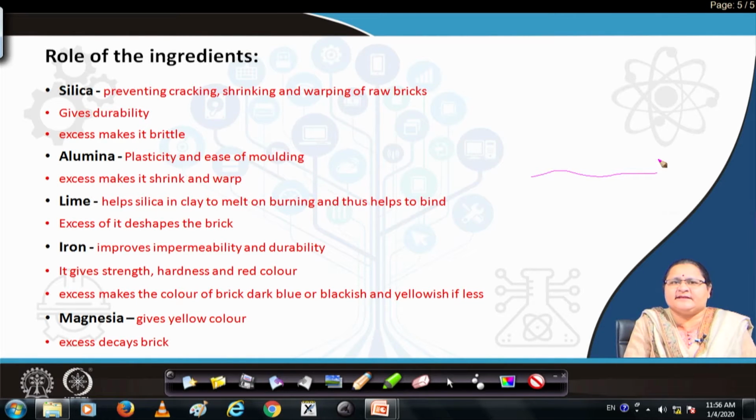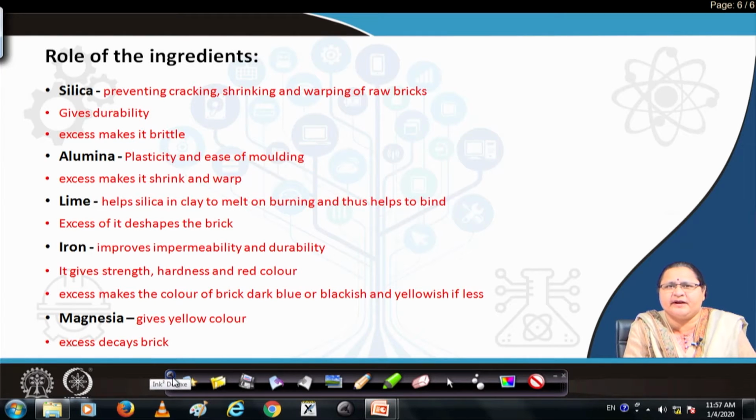Lime helps the silica in the clay to melt and helps in binding all the ingredients. So, it is the stabilizer, and excess of it makes it fluid or more plastic, and it deshapes the brick or the item. Iron imparts color. It improves the impermeability and also gives strength or durability.